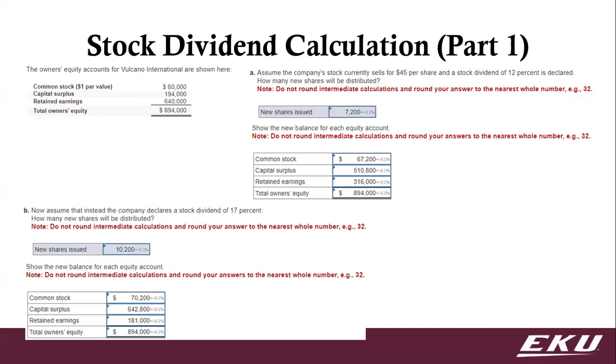And again, they're asking, what does that mean for the par value of the common stock? What does that mean for the capital surplus? What does that mean for retained earnings? And then if you notice, the owner's equity is always going to be the same, right? And we'll talk about why that is. So here's the next slide to show that.